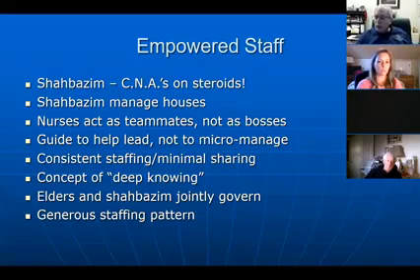The elders and the Shabazim that live and work in one of the houses, they are a team. And so they jointly govern. There are team meetings between the groups. They make decisions. Some of the earlier decisions were about what the Shabazim should wear. Should they wear scrubs? Should they wear street clothes? Things like that. Should the house have pets? Should they not have pets? Upcoming activities. So it's a joint responsibility for governance.